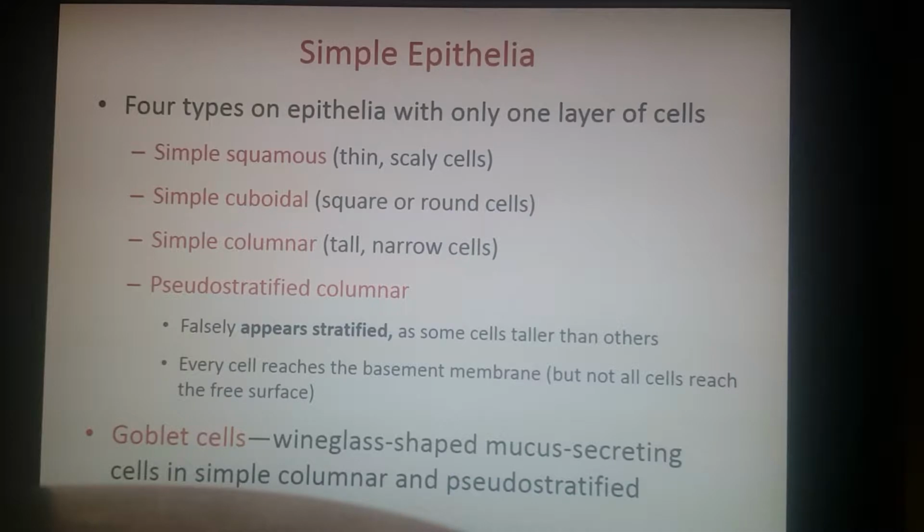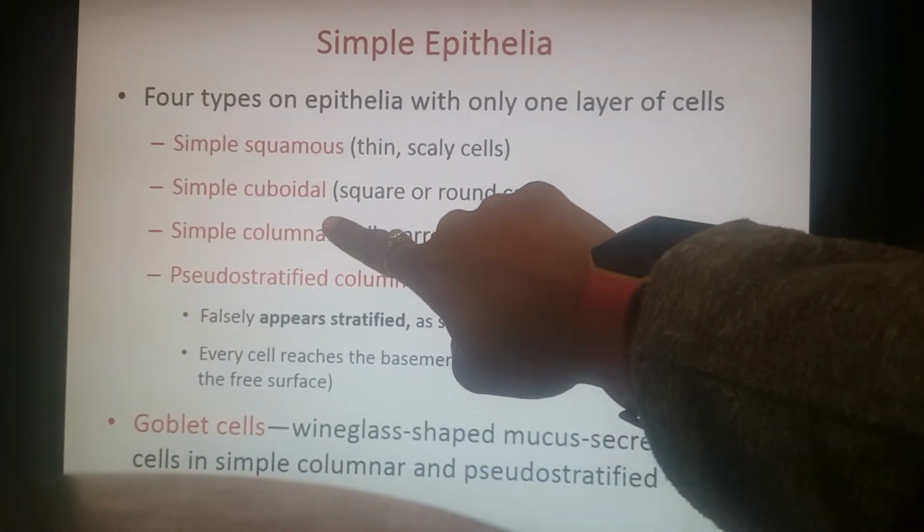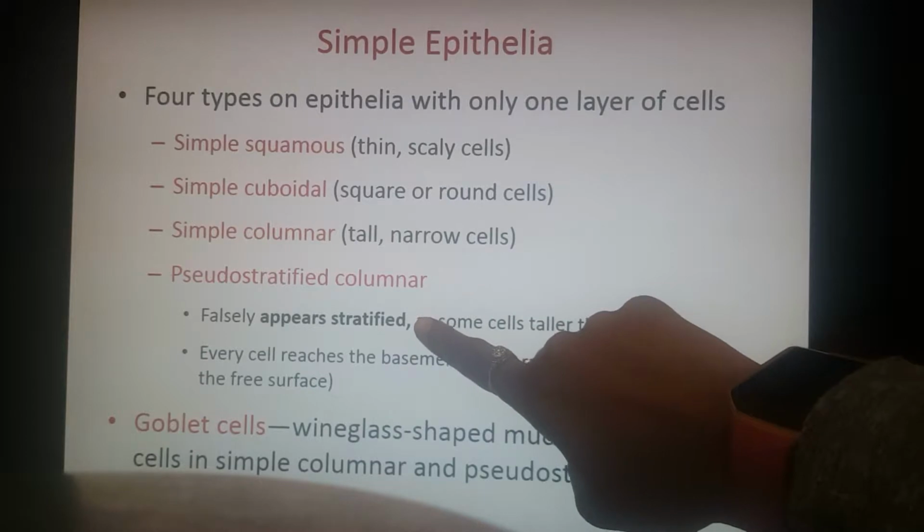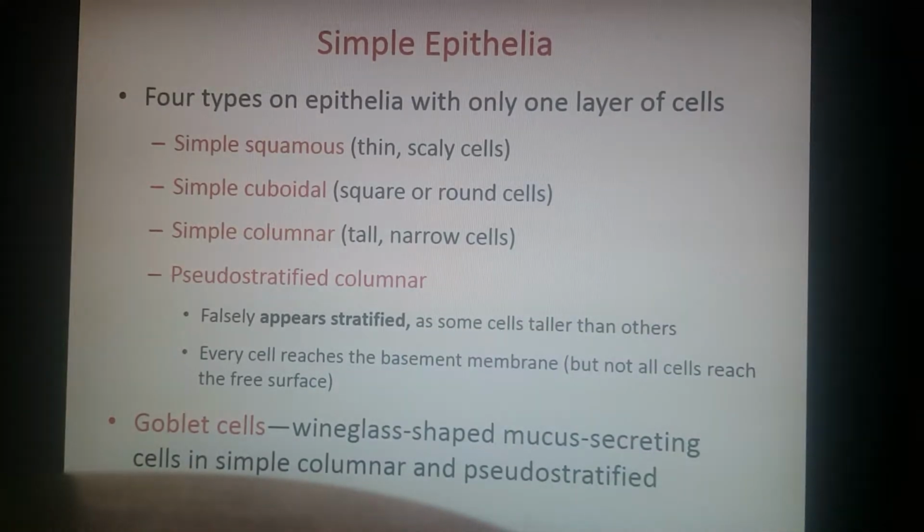So there's 4 types of simple epithelial, our epithelial tissue that only has 1 layer. Again, we have our different shapes with squamous, cuboidal, columnar, and our pseudostratified columnar, where again it looks like they're stratified, stacked on top of each other, but in fact all of the cells will touch the basement membrane.